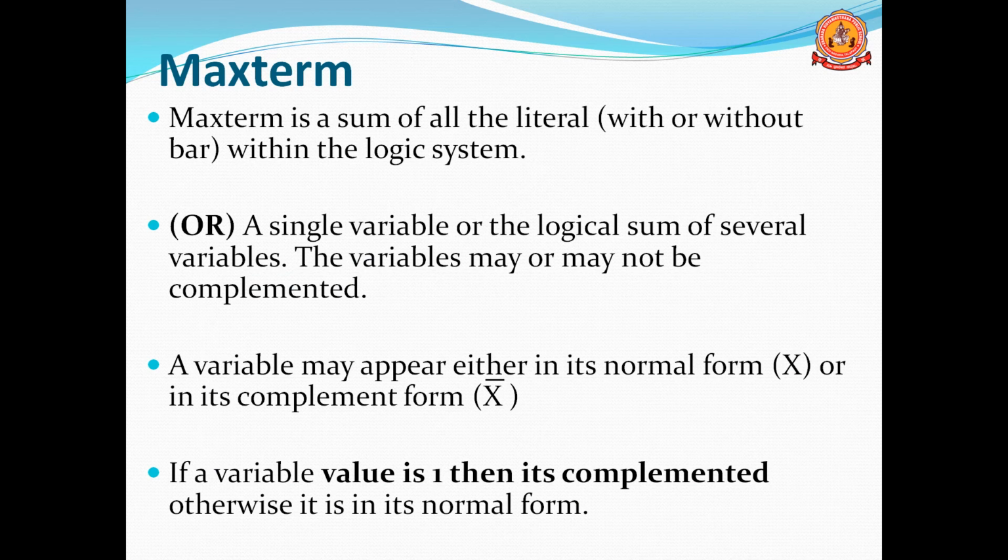In min terms also, a variable is represented in normal form and in complement form, x or x dash. In a max term, if a variable value is 1, then it is complemented. Remember, this is the difference between the min term and max term. In a min term, if the value is 0, then it should be complemented. Here, if the value is 1, then it should be complemented. That is the main difference between the min term and the max term.